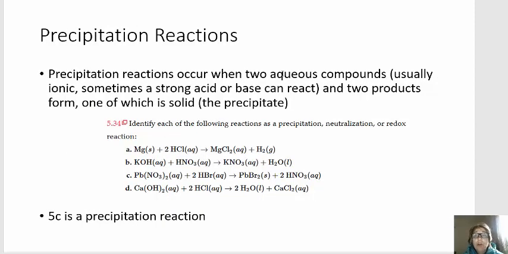Precipitation reactions occur when two aqueous compounds, usually two ionic, but sometimes you can have a strong acid, react and two products form, one of which is a solid, and that's known as the precipitate. So if we look here, our only remaining choice that we haven't assigned is C. We have lead(II) nitrate aqueous reacting with hydrobromic acid aqueous to form lead(II) bromide solid and nitric acid. So because we formed a solid here from two aqueous reactants, this is identified as a precipitation reaction.